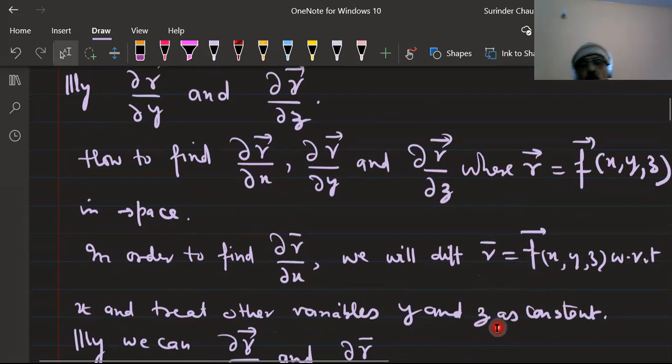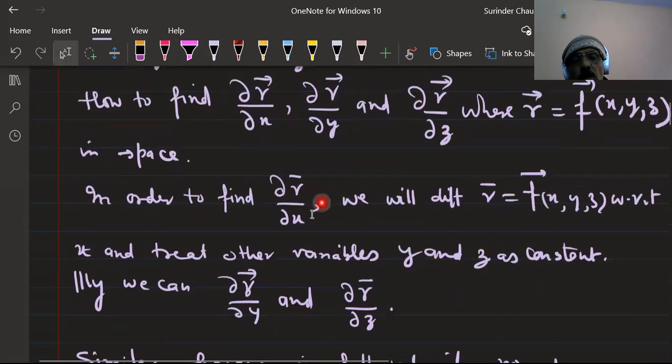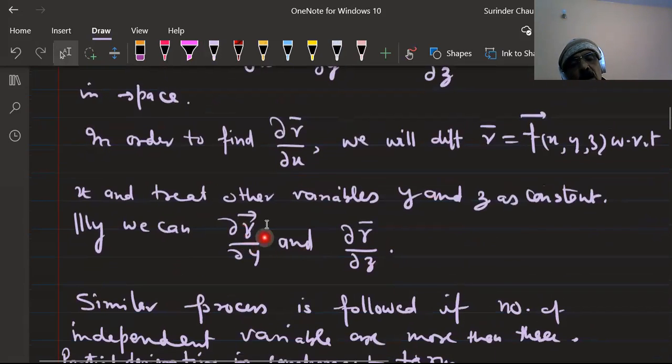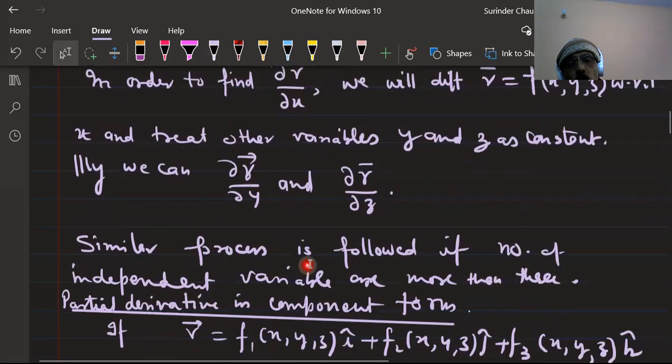So, in order to use the formula, we'll repeat this process, and the formula is the same as discussed earlier. Similarly, we can find the partial derivatives with respect to y and z. If we're differentiating our position vector r with respect to y, then we'll treat y as the independent variable, and x and z as constants. Similarly, we can find it for x and z. The similar process is followed if the number of independent variables is more than 3.